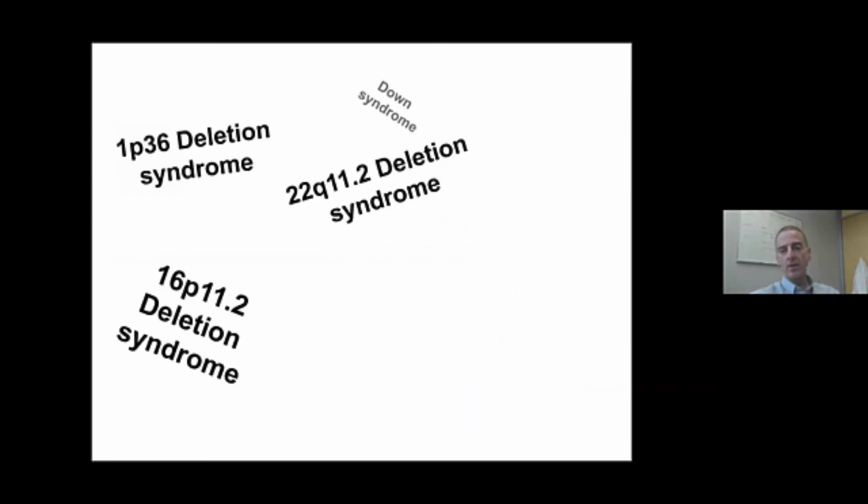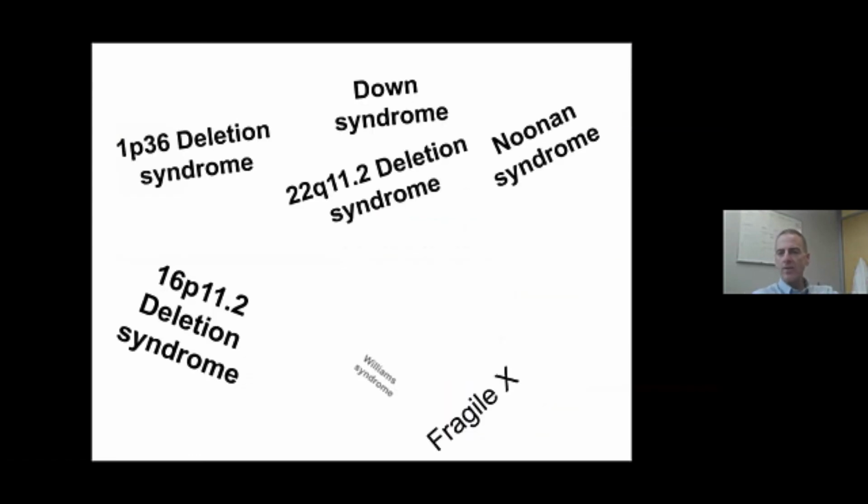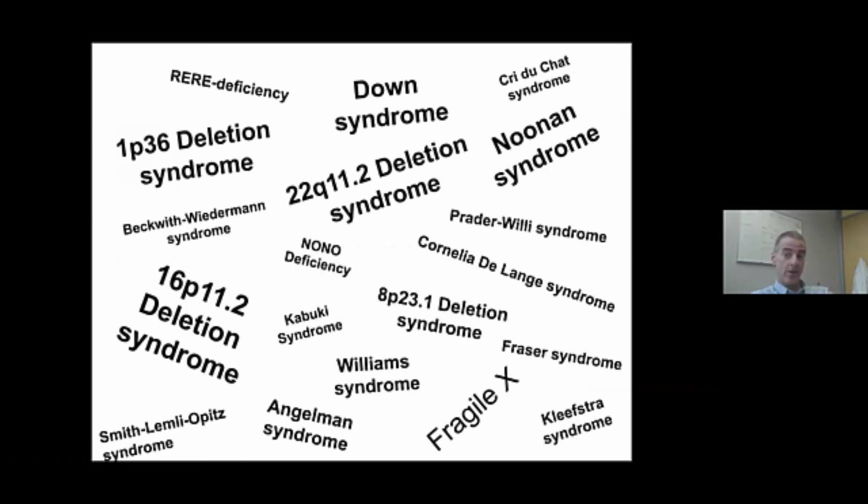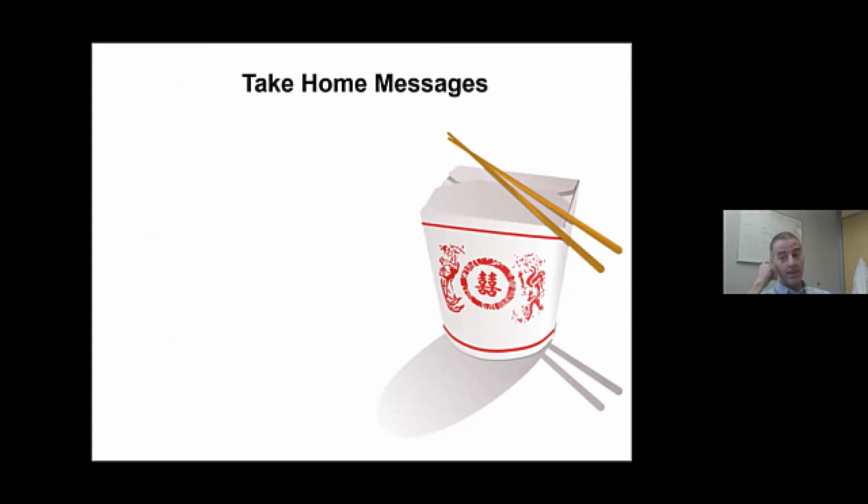So there's a whole bunch of different syndromes, a whole bunch of different genes that can cause problems with developmental delay, intellectual disability, or autism. These are just a few of them. Remember, there's thousands of genes that can cause this, and not all of them have a special name. But we want to know what a child has, and then can we match that with a specific treatment or treatment plan? So, what are the take-home messages for today?